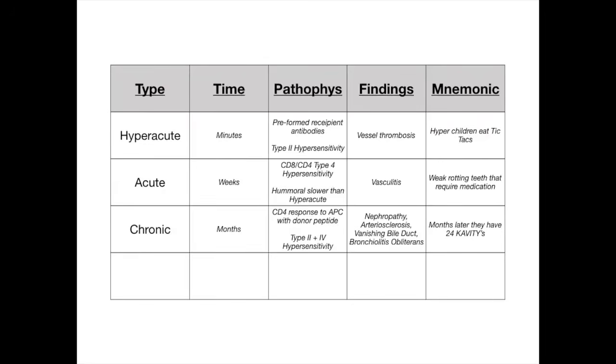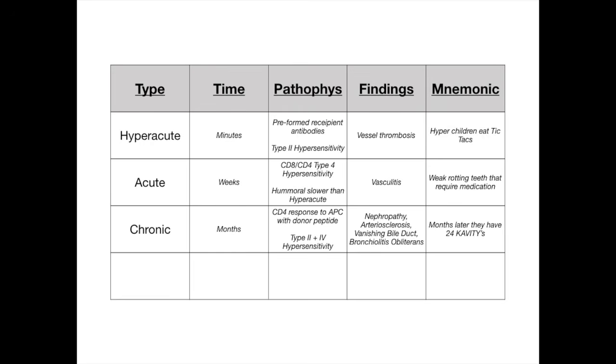So if we fill in our chart for completeness sake, we've got chronic now, again, occurring over months. This is a CD4 response to antigen-presenting cells with donor peptide, both a type 2 and a type 4 hypersensitivity reaction. Some key findings include nephropathy, arteriosclerosis, vanishing bile duct syndrome, and bronchiolitis obliterans.